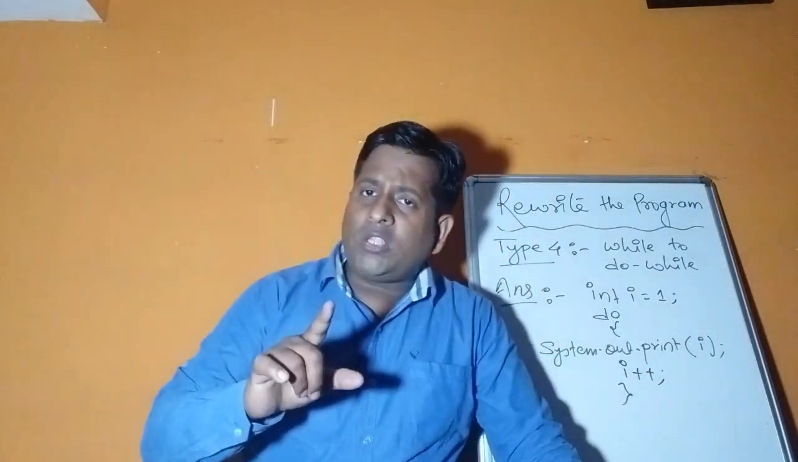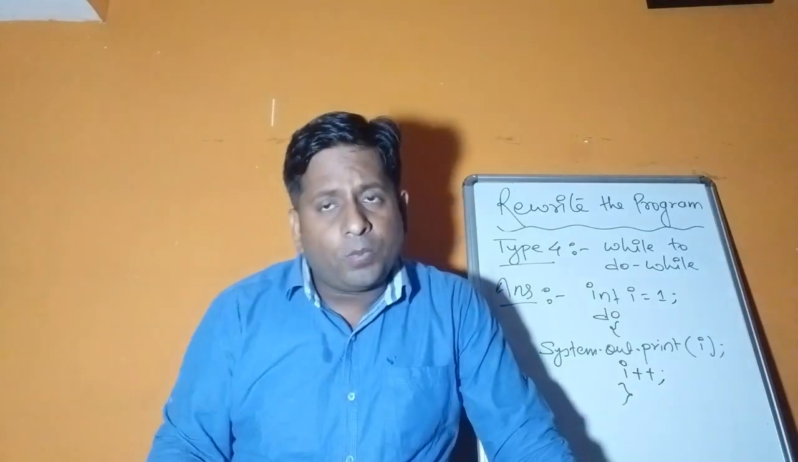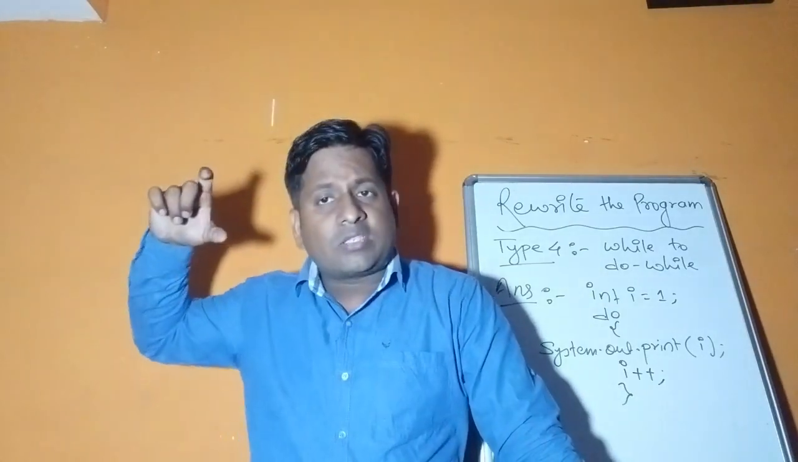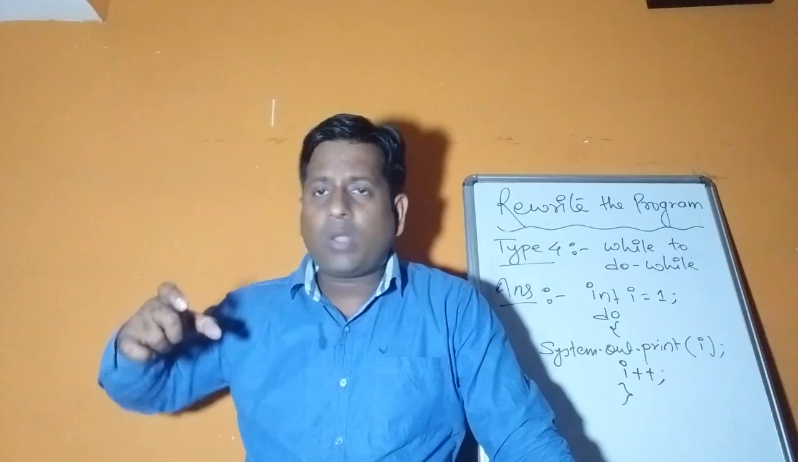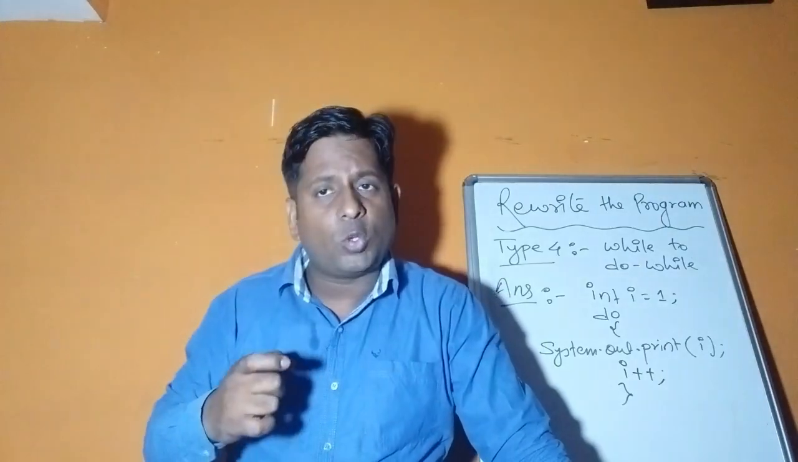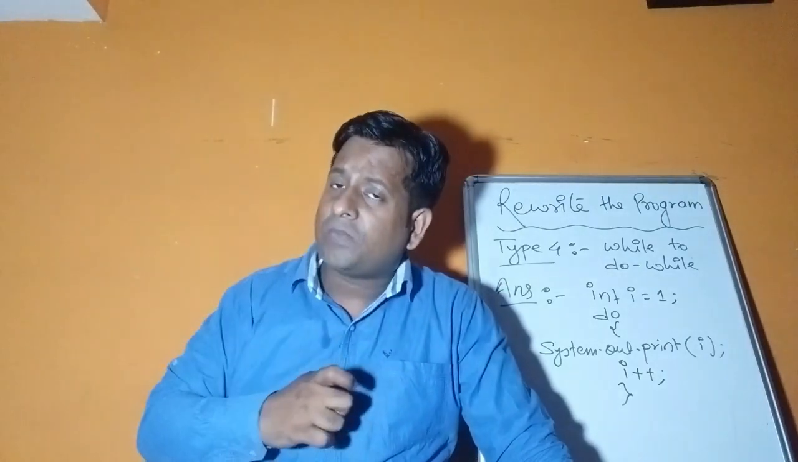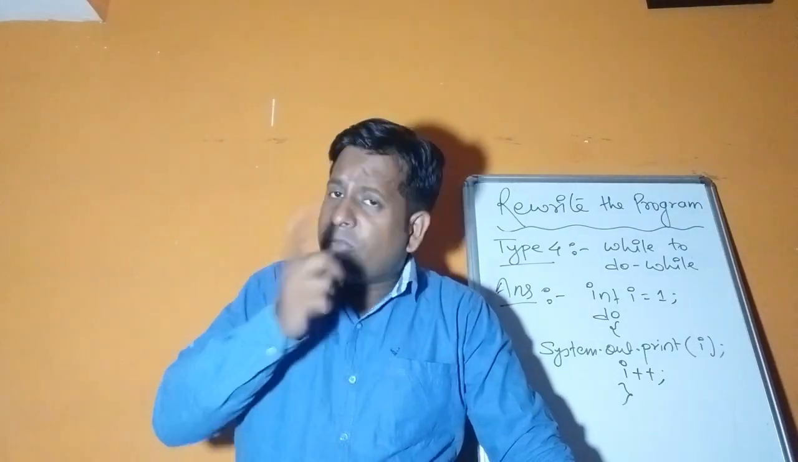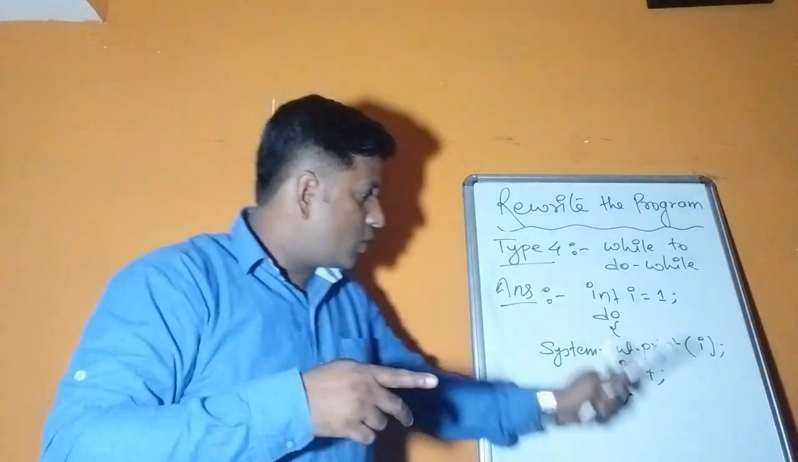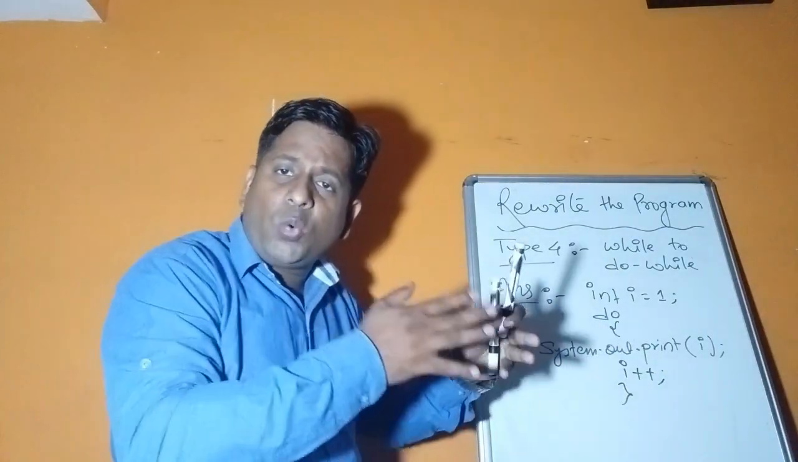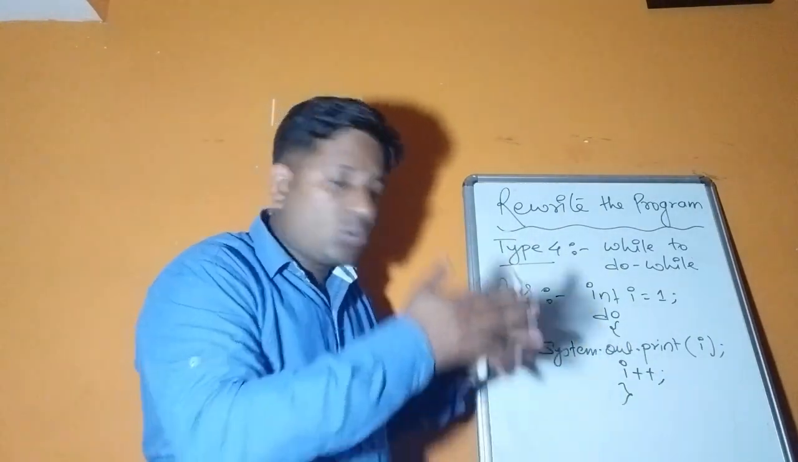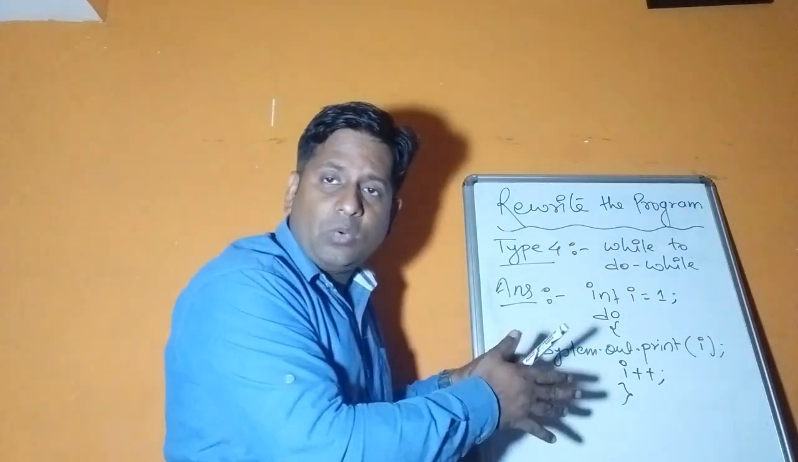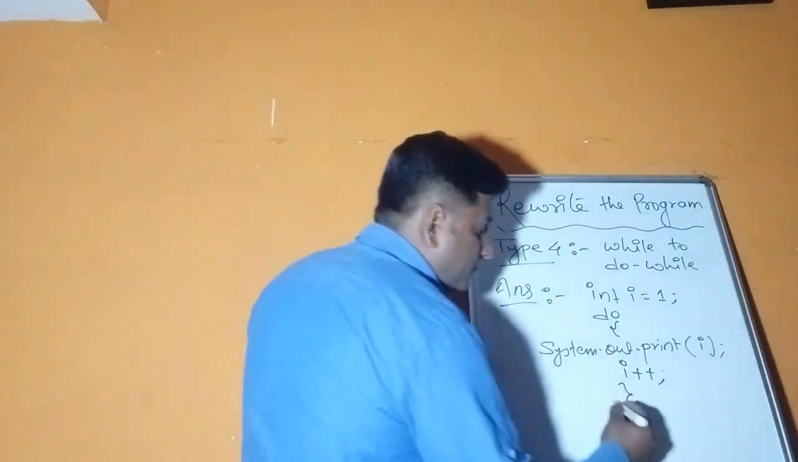So do while is what? An exit controlled loop. That means when it is time to exit the loop, when the curly bracket is closed for the loop, that time the condition is checked. Exit controlled loop. While is what? Entry controlled loop, before only, and this is after. So now our work is completed. That means now we are going to exit the loop. So the condition should be checked now.